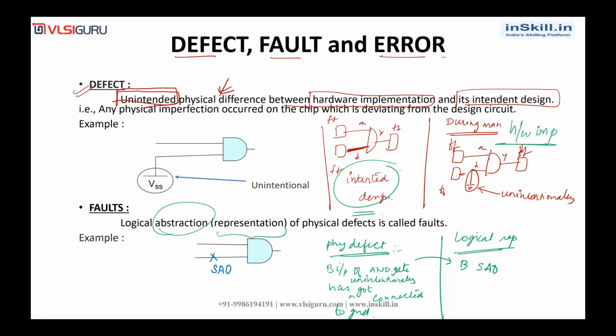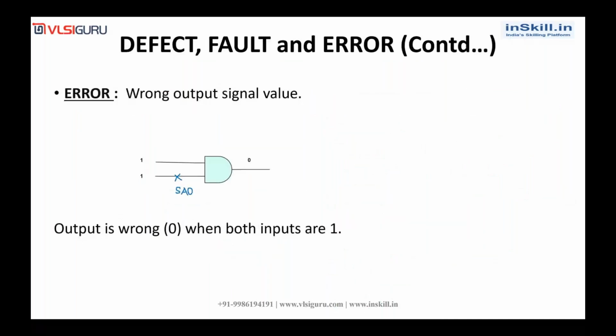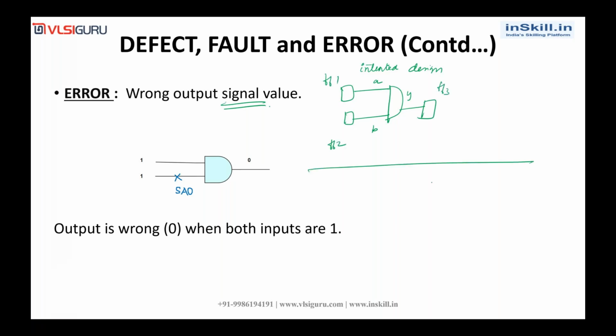And then error. Error means a wrong output signal value. Due to the presence of a defect or fault, if you are getting a wrong output signal value, that is called an error. For example, this is our intended design. This is A, this is B, and this is Y. This is flip-flop 1, flip-flop 2, flip-flop 3. And then during manufacturing, unintentionally the B net of the AND gate has got connected to ground.